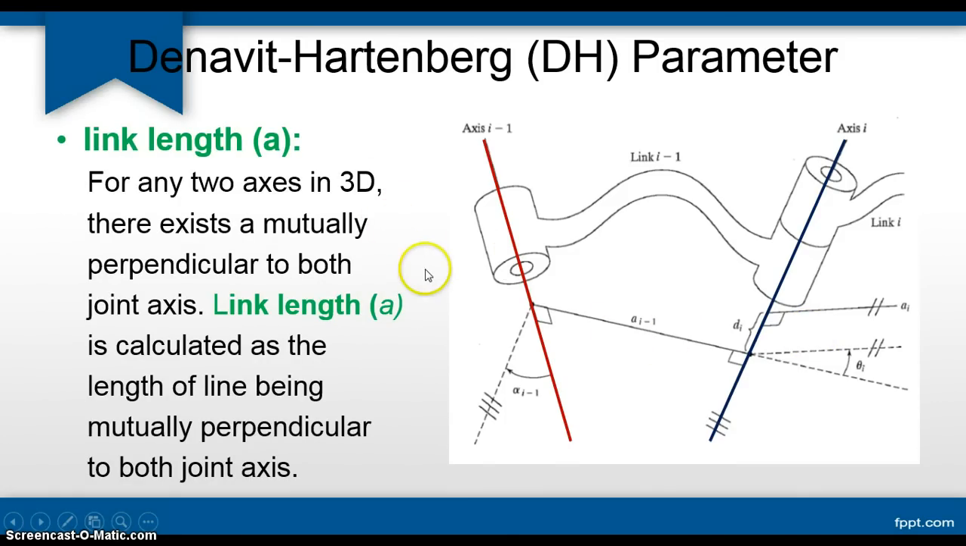Now DH parameters describe the relation between two links. The first parameter is link length. Link length can be obtained by drawing a mutually perpendicular line between two joint axes, and it is the length of the line that is mutually perpendicular to both joint axes. So again in the figure, between axis i minus 1 and axis i we can draw a perpendicular, shown in green color, and it is designated as link length a i minus 1. Similarly, we can have further link length a i, which is between axis i and axis i plus 1.